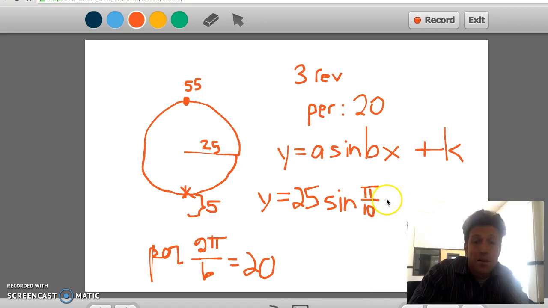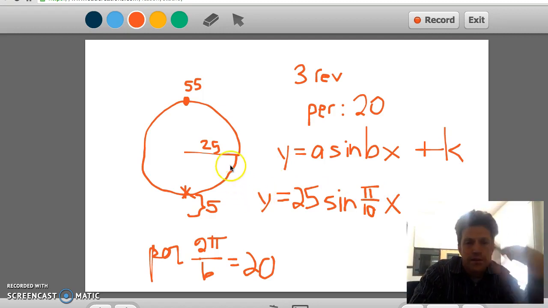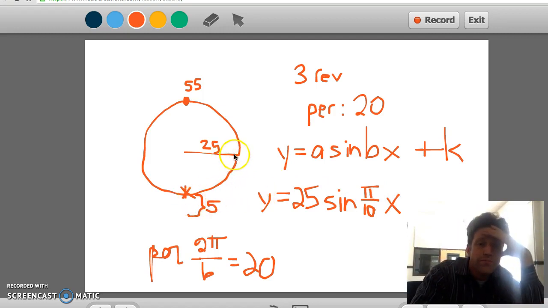Sine pi over 10 x, but is it x? Because really, we don't want that. Sine of x would put us right here. I mean, if we plug in 0, that would put us right here, right? And we want to be back over here. We want to go all the way back here. So we're going back in time, I think 5 seconds. So let's say minus 5.